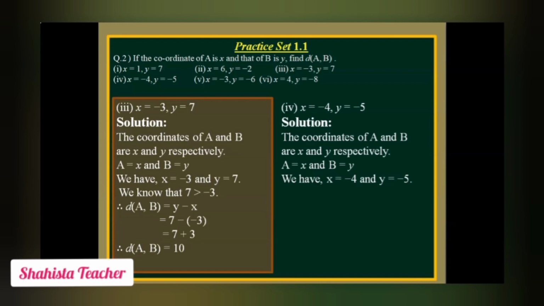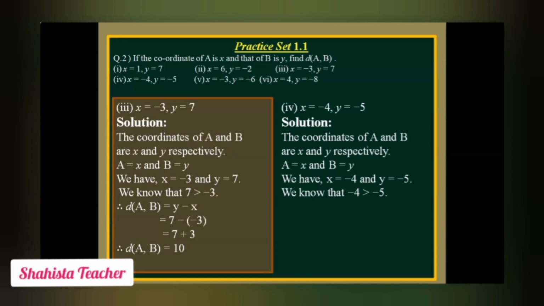Is that clear? Now here -4 as well as -5. Here both the numbers carry a negative sign. 4 and 5, both the numbers carry a negative sign. So here 4 is the smaller number, that means -4 is the greater number compared to -5. So here we will write, we know that -4 is greater than -5. Here x is greater than y. So here we will put distance of A comma B is equal to x minus y. Why? Because x is greater than y.